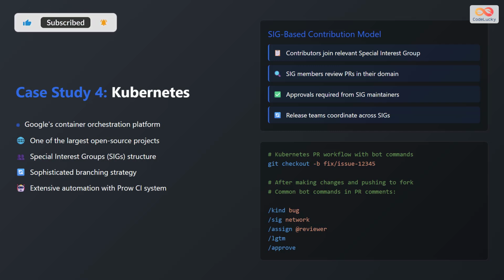The Kubernetes pull request workflow with bot commands looks like this. After making changes and pushing to fork, some common bot commands are used in pull request comments: /kind bug, /sig network, /assign @reviewer, /lgtm, /approve.